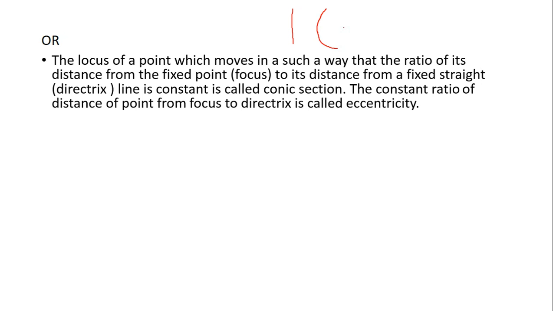Here the distance from the fixed straight line is taken as the perpendicular distance, and the ratio of this distance to this distance is constant. In that way, if the point moves, the curve is the conic section. The constant ratio of the distance of a point from the focus to the directrix is called the eccentricity.